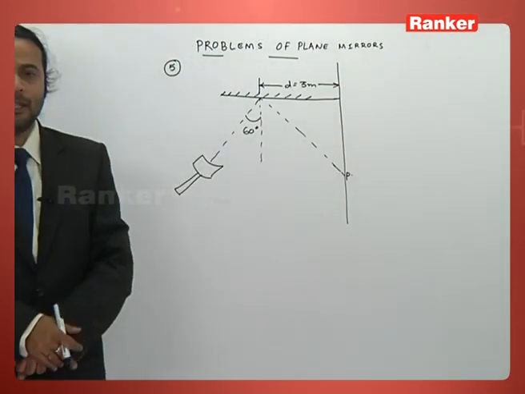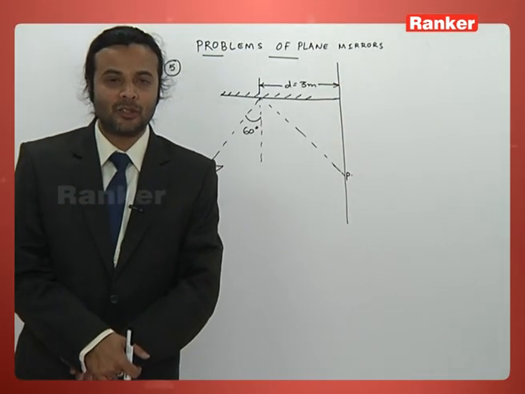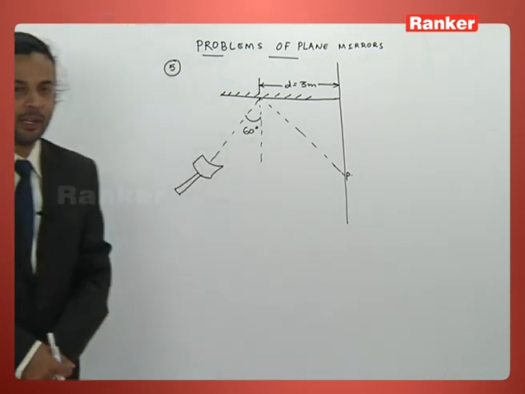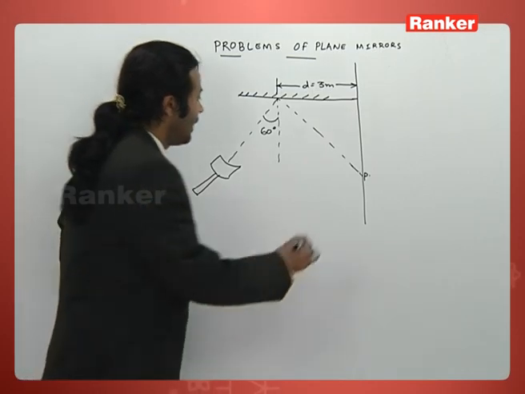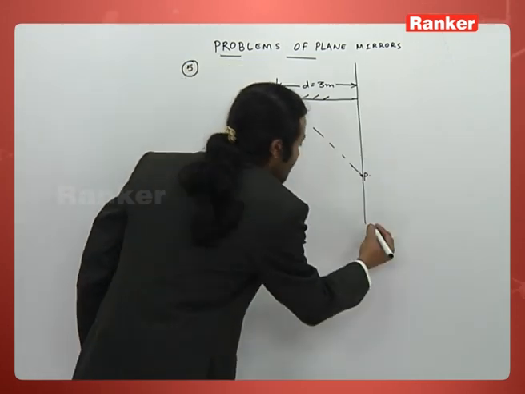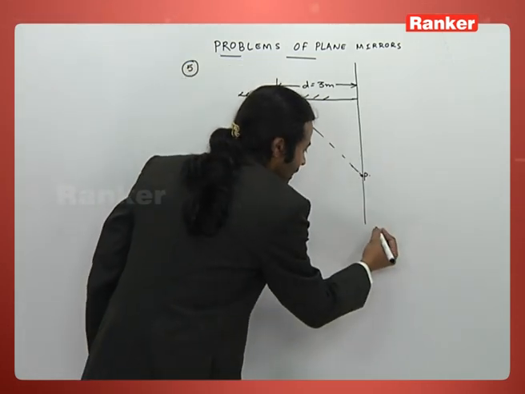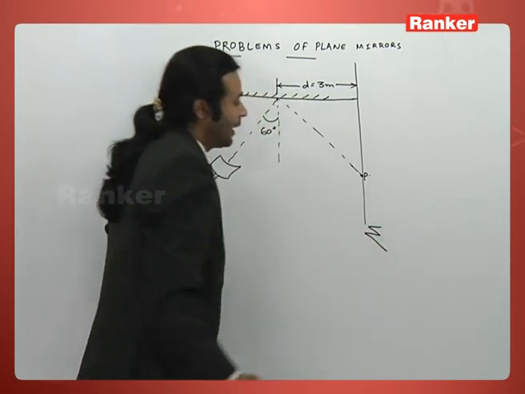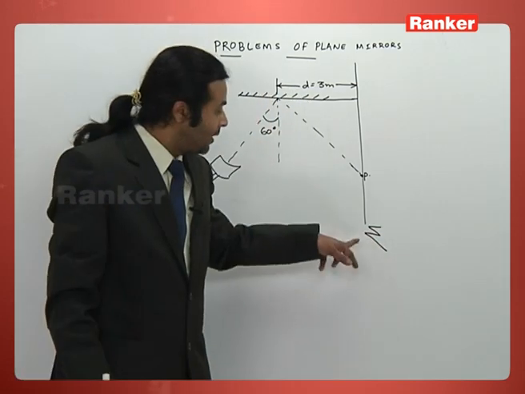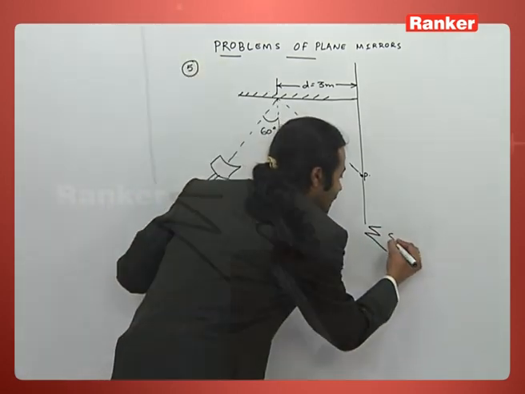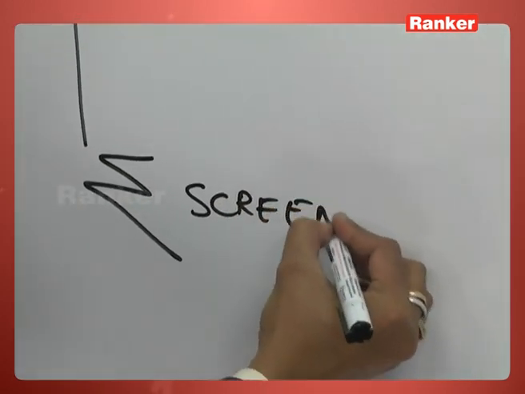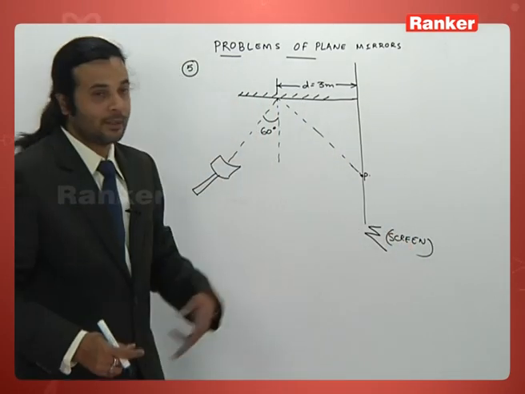Now the question is: the figure shows a torch producing a straight line beam falling on a plane mirror at an angle of 60 degrees. The reflected beam makes a spot P on the screen. This is the screen. I now introduce the symbol of a screen like this, because when we go to wave optics, we will always use this symbol for the screen. So I write it, this is the screen. This is the symbolic form of a screen.